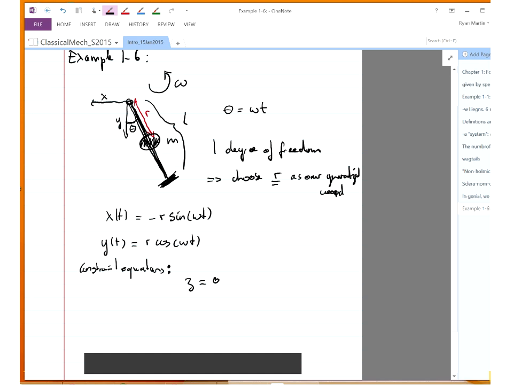The constraint equations: we have z equals 0. We want to reduce this from 3D to a 2D problem formally. And then we also have that tan of omega t is equal to minus x over y. That constraint tells us that the bead has to be where the rod is, so that relates x and y.